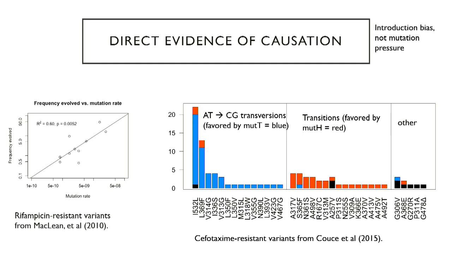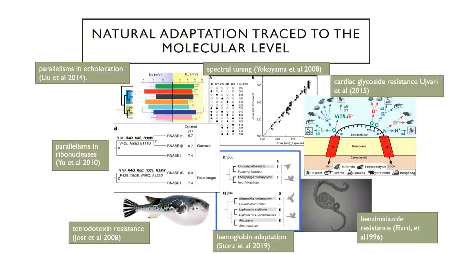What evidence do we have for this in nature? Well, in recent years, we have enough detailed information now to do statistical tests for effects of mutation on these famous cases of adaptation traced to the molecular level. So, for instance, at the top here, spectral tuning. At the bottom, hemoglobin adaptation in high-altitude birds, tetrodotoxin resistance, various other cases.